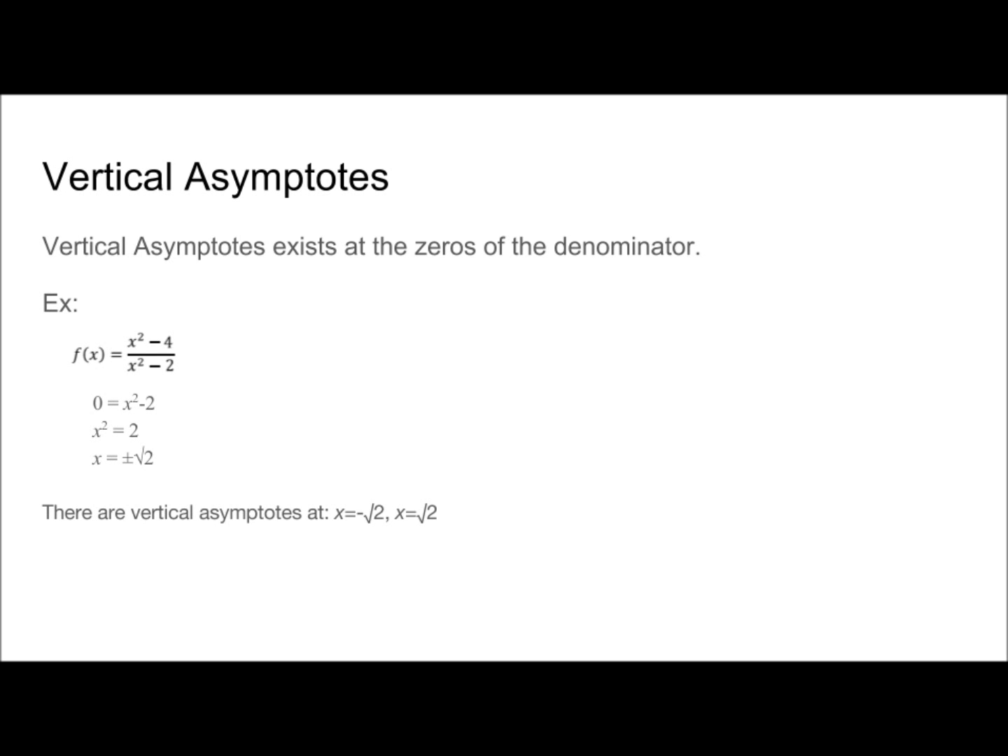For vertical asymptotes, they can only exist at the zeros of the denominator. So in x squared minus 4 over x squared minus 2, you set x squared minus 2 equals 0, and you get that x is equal to plus or minus root 2. So the vertical asymptotes are at x equals negative root 2 and x equals root 2.